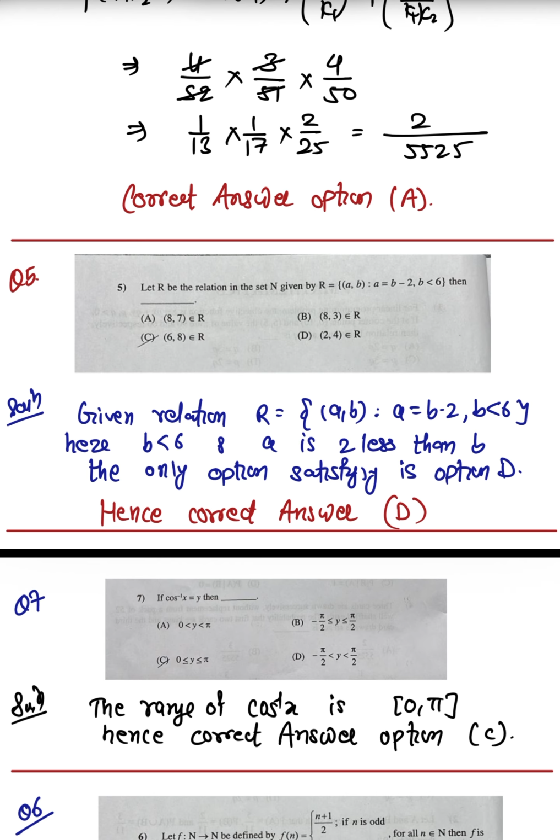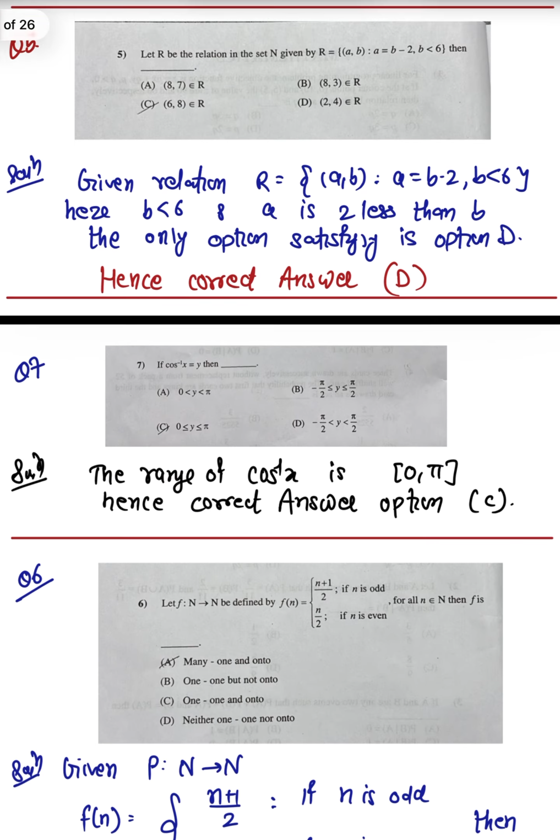Chalo, the fifth problem. R is a relation in the set N given by R equals the ordered pairs (a, b) where a equals b minus 2 and b is less than 6. So here the value of b is less than 6, and the difference between a and b is 2. a is 2 less than b. Correct. So only option B is satisfied. Option D is satisfied. Correct.